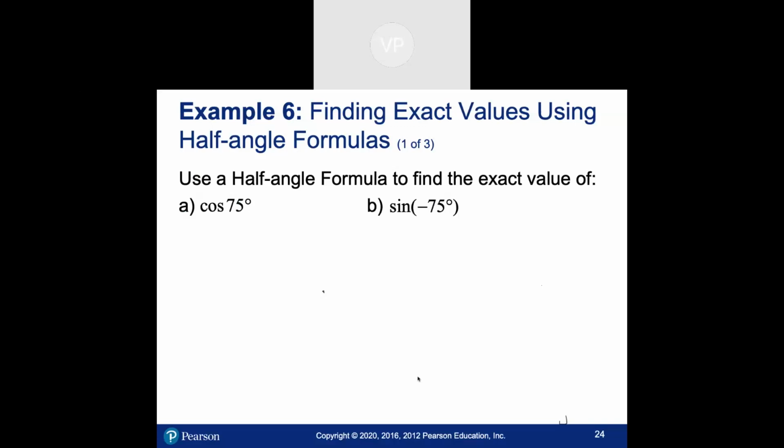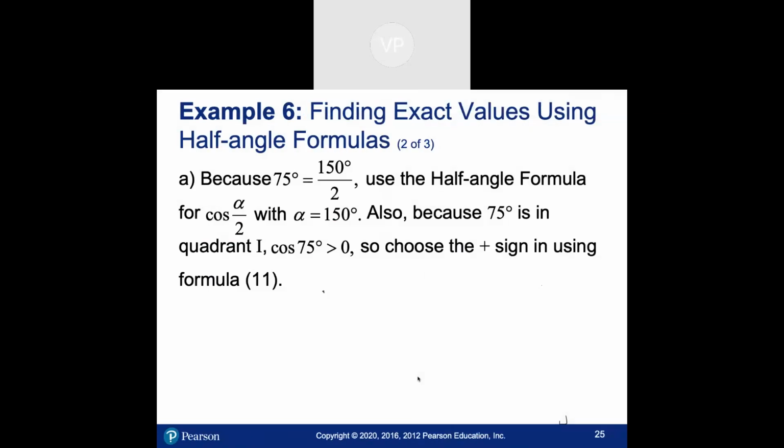So use a half-angle formula to find the exact value of 75 degrees. As you recall, we do not have a memorization of sine of 75. That's not one of the angles I gave you. But we do have a 150. So we can get this by thinking, well, 75 is the same as 150 over 2. So my alpha is going to be 150.